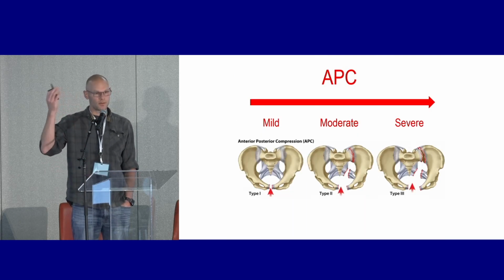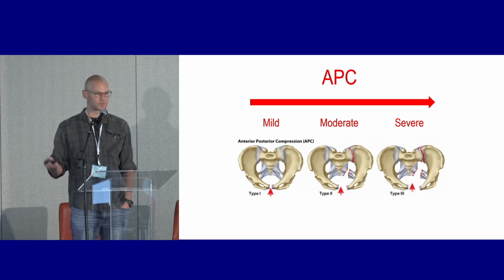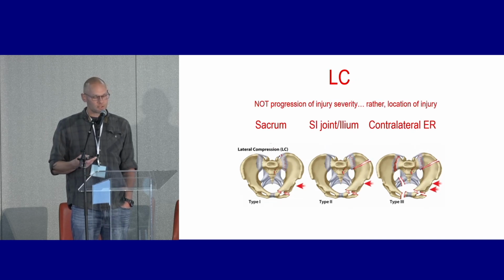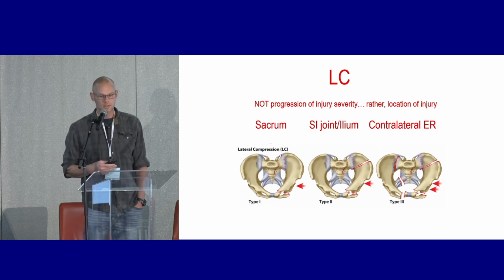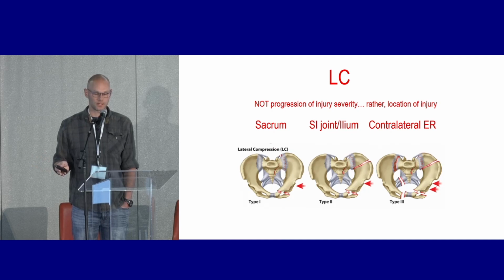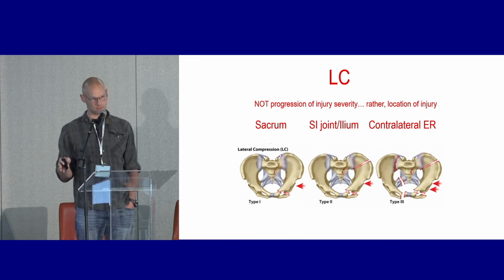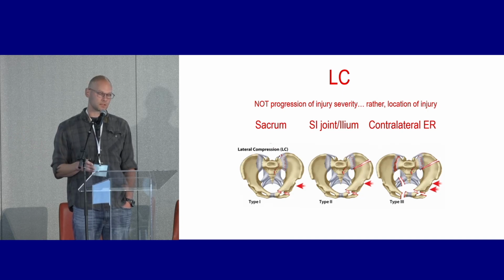So we'll start with the APCs, these open book pelvises. I think we would all agree, as you go from mild to moderate to severe, the likelihood of this pelvis being unstable is going up. It's just a progression, so that's fairly straightforward. For the lateral compression injuries, unfortunately, the classification system doesn't work like that. So ones don't become twos that then always become threes if enough energy is applied. These are just different anatomic injuries. So APCs are a progression, lateral compression injuries are not.